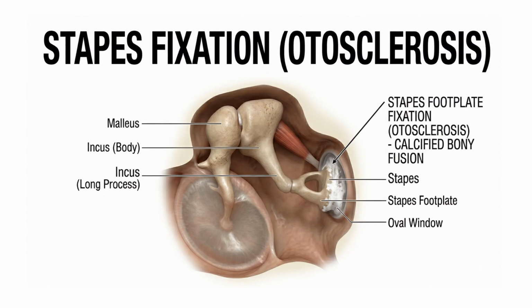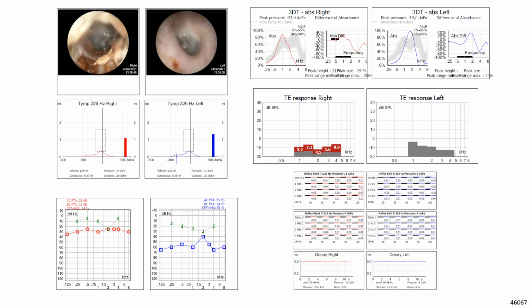Now we look at stapes fixation, the main mechanism in otosclerosis. In this condition, new bone fixes the stapes footplate. The middle ear becomes stiffer. This causes a conductive hearing loss. In the next slide, we will see a clinical case and its wideband absorbance pattern. In this patient, the findings strongly suggest otosclerosis, or stapes fixation.